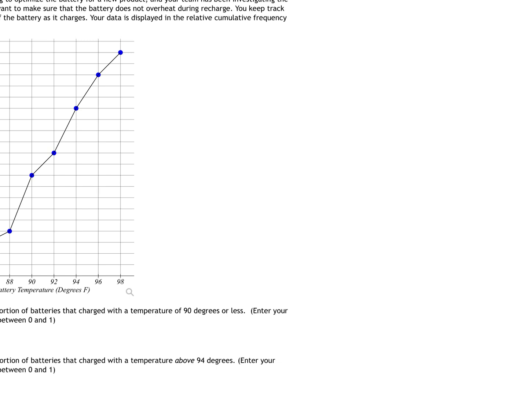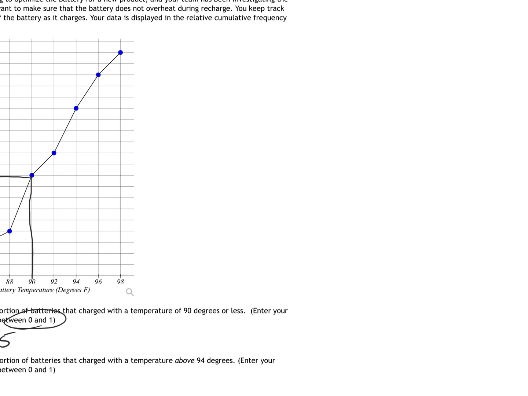Estimate the proportion of batteries that charged with a temperature of 90 degrees or less. So I look for down here where it says 90. I go up here to 90. Looks like 45%. So 0.45. Again, we're looking at a decimal between 0 and 1.